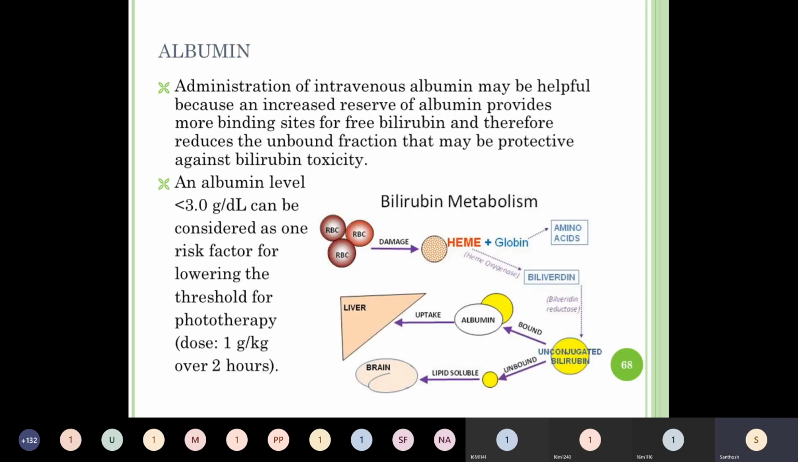Next, albumin. Because as I told you earlier, an albumin level less than 3 grams per deciliter is one of the risk factors. So by giving albumin, more and more bilirubin binds to the albumin, and then neurotoxicity is prevented.